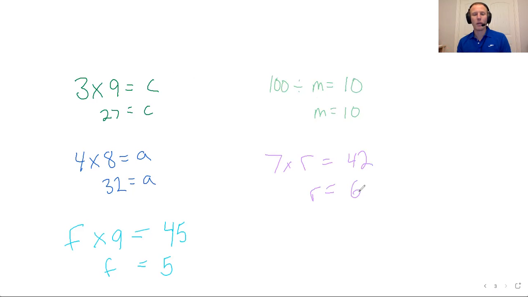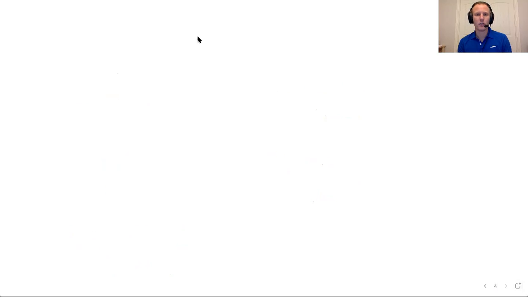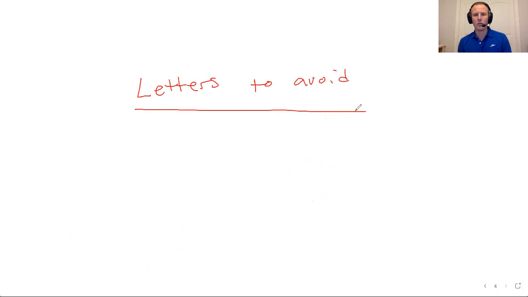Notice I only used lowercase letters. Usually we use lowercase letters. That's the instruction, that you're going to use lowercase letters. We're not going to use uppercase letters. And there are some letters you want to avoid when you're doing this. So let's make a whole list of those letters to avoid, ones we don't want to use as variables, and I'll tell you why. You'll probably figure out why. So we said we're going to use lowercase letters. So L. Why would I not want to use an L? Well, it looks like a 1.